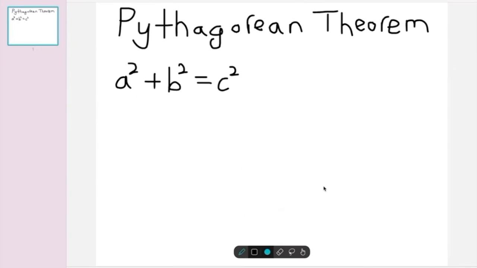Today you guys will be learning about the basics of the Pythagorean theorem, and let's just get started. So firstly, if you guys don't know this already, a squared plus b squared is equal to c squared. And what does this mean?